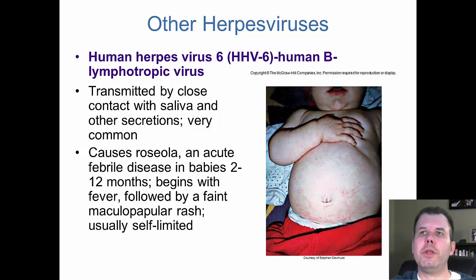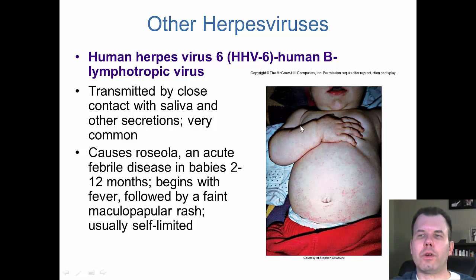All right, other herpes viruses include HHV-6, or human herpesvirus 6. This is the B-lymphotropic virus. It's transmitted through contact with saliva and other secretions. It causes roseola, which is an acute febrile disease in babies 2 to 12 months, and begins with a fever followed by a macular papular rash, and it's usually self-limited. Here's an example of the rash you might see.